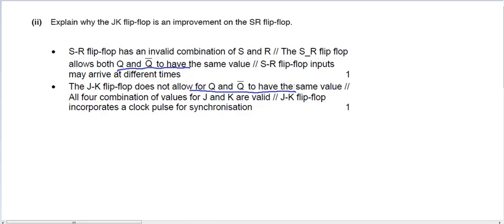Okay, and in the SR flip-flop, the inputs may arrive at different times. Remember, in a JK flip-flop, what we do is we have a clock pulse, which does what? Which synchronizes the inputs, which makes sure that the inputs arrive at the same time to the flip-flop.